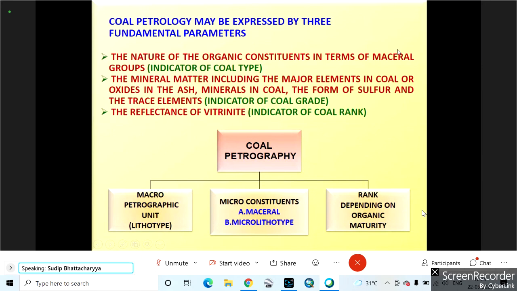Which type of coal is there? Maceral groups. Then the indicator of coal grade: what is the grade of the coal, and what is the rank of the coal? All these things can be delineated from the different fundamental parameters of coal petrographic study. This is not the platform for that, and I am not going into that detail, but it is essential for applying this to hydrocarbon potentiality. That's why I am delineating this.